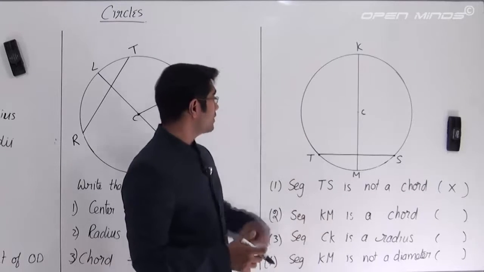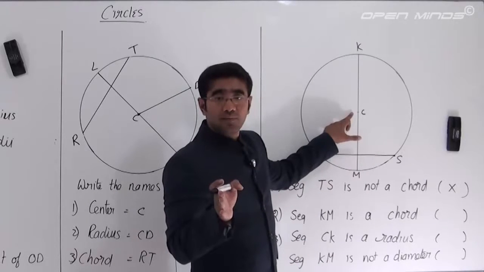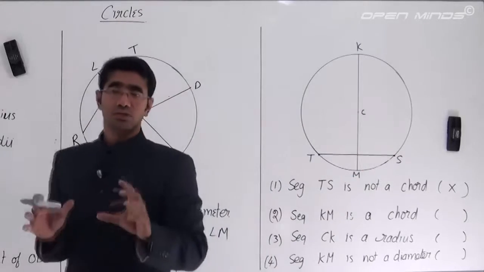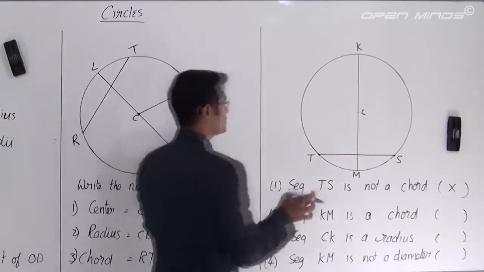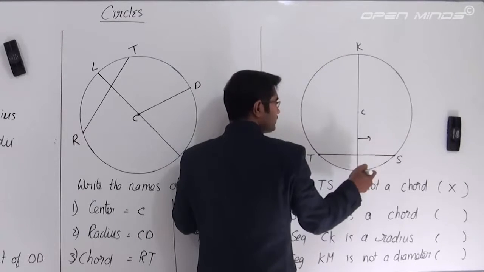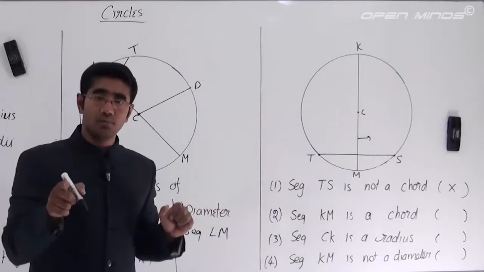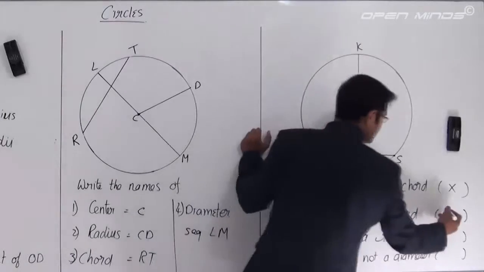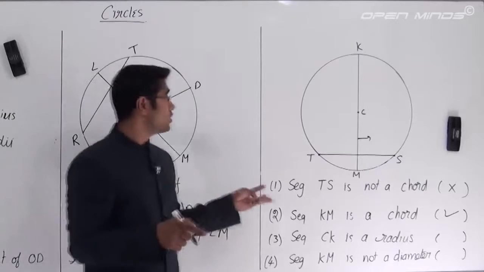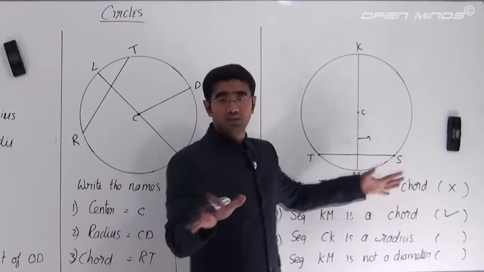Segment KM is a chord. Where is it? KM. Can this be a chord? It is a chord, and it is also a diameter. How do you explain this? What's the definition of a chord? Any line which cuts the circumference. Yes, this is the line which is cutting the circumference, and it is also passing through the center. It means it is a chord and also a diameter. So I can say KM is a chord, yes, it is true. It is a diameter, it is again true. So KM can be a chord and the diameter both, but TS cannot be a diameter, though it is a chord. That's how it works.